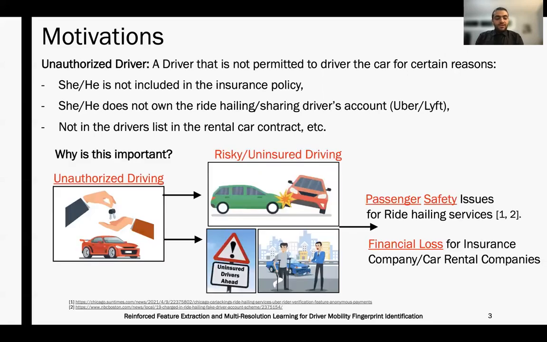And why is this important? Because unauthorized drivers may have risky uninsured driving behaviors, and that for the case of ride-hailing services may have some passenger safety issues, or in case of the insurance companies, it would have financial loss for them in case of the accidents.